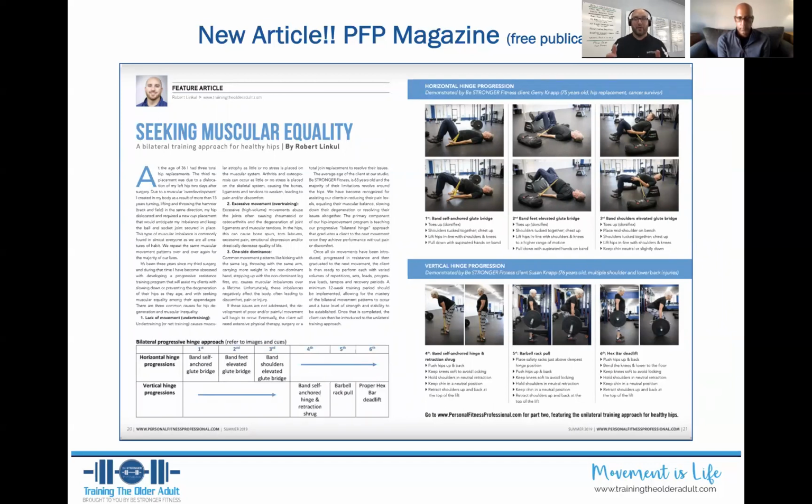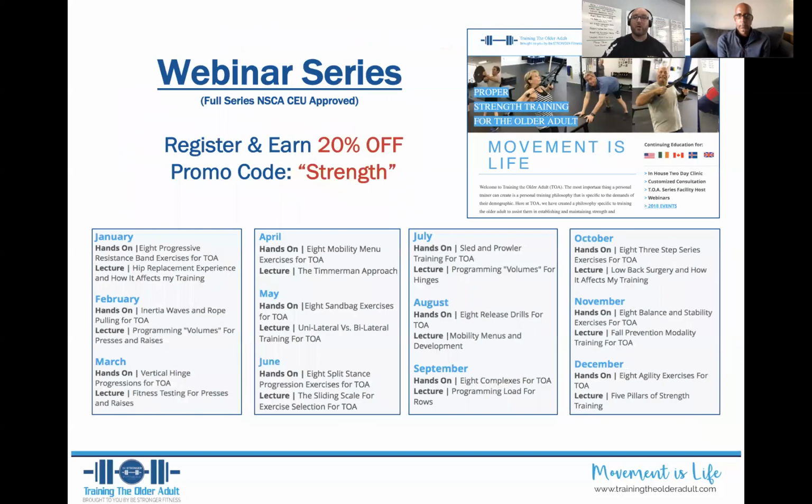And I describe it a little bit more and go into further detail in PFP Magazine. If you don't have a subscription to this, I'm happy to send it to you. You can email me and I'll send this over. I'll put it in the PDF as well. And it's just a little more description of how we start bilaterally with all of our hinges, and then we work our clients to unilateral components to help develop and seek that muscular equality.